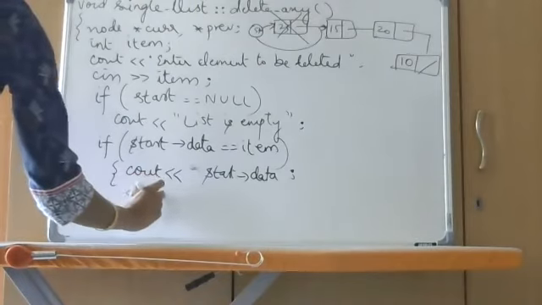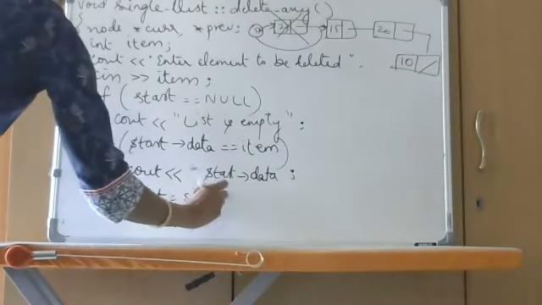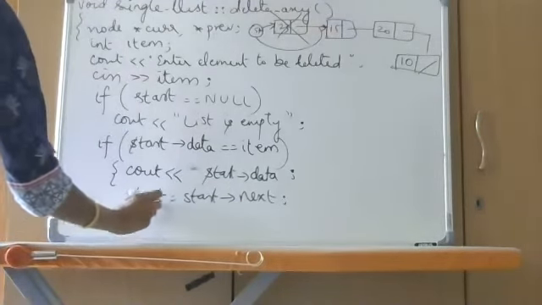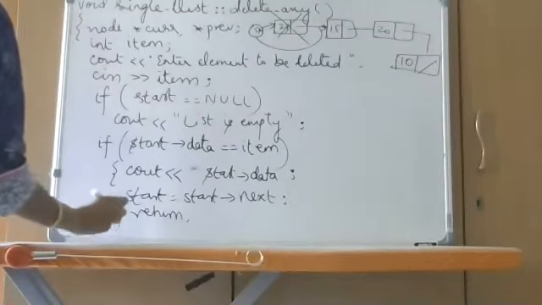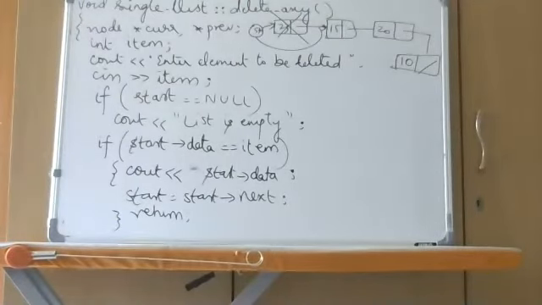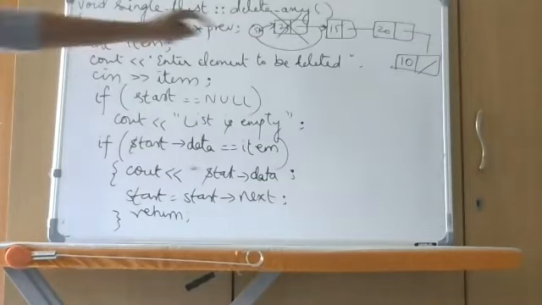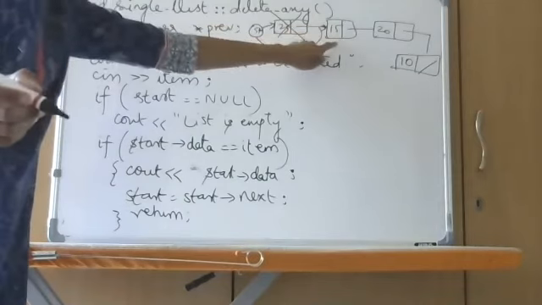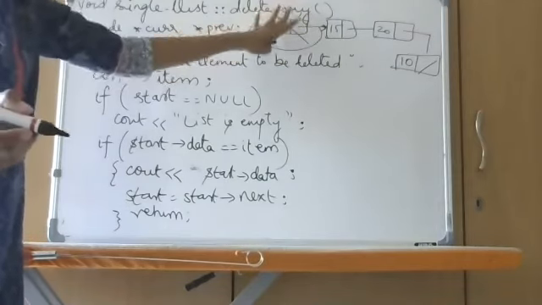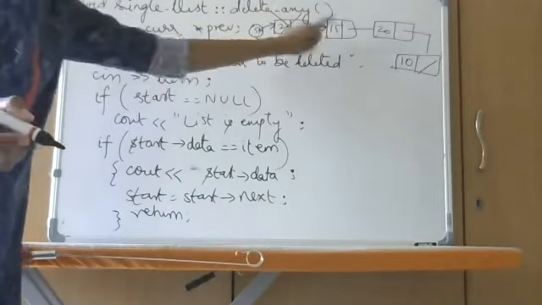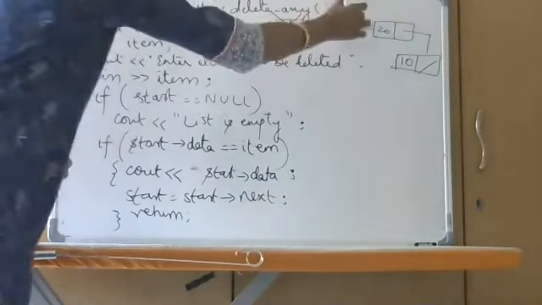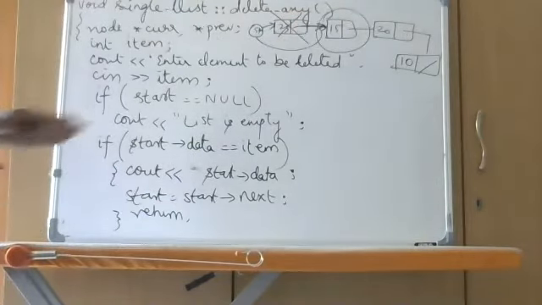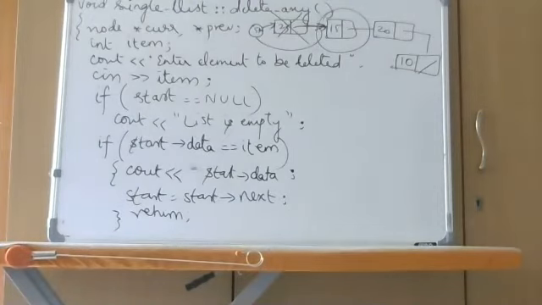So what can I write? Start is equal to start of next, and return. So the first element I have deleted, and the second element becomes my new first element. So start has to point to 15, not 23 anymore. 23 we have already deleted. How do I access this 15? 15 is nothing but start of next. So we can write start is equal to start of next. So start will now point to 15.